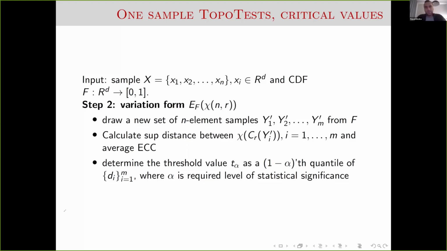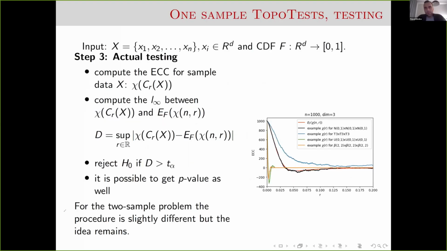And in the last step, we are actually doing the testing. So we haven't touched our point cloud X so far. Now it's the time to actually get it to work. And the last step is pretty easy. We compute the Euler characteristic curve of this point cloud X. We check the distance of this Euler characteristic curve to our blueprint, to the average Euler characteristic curve. If it is above the critical value, we can reject the null hypothesis. If it's not, we don't have a reason to reject.